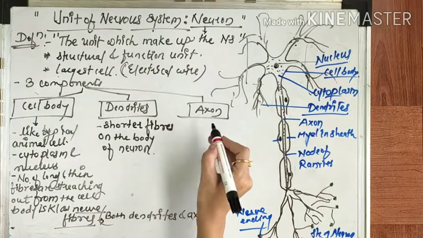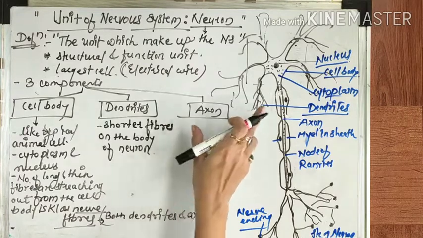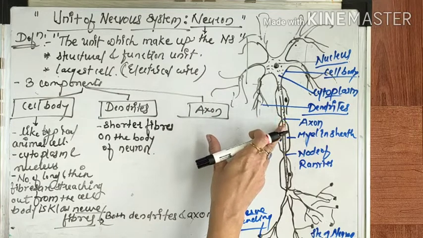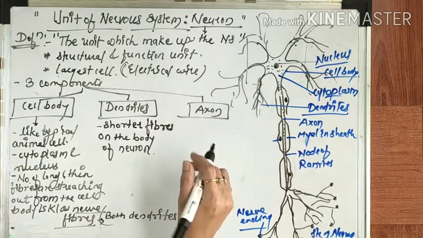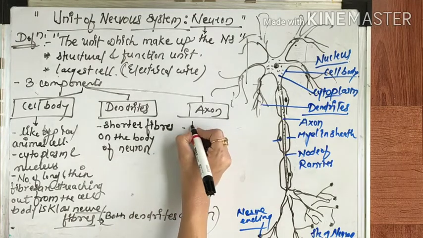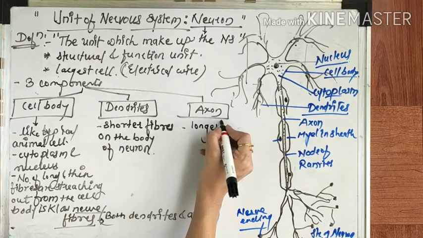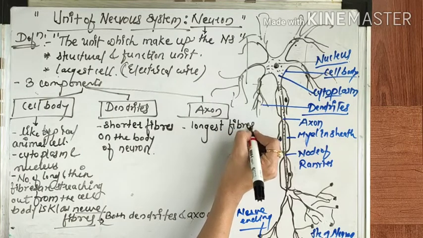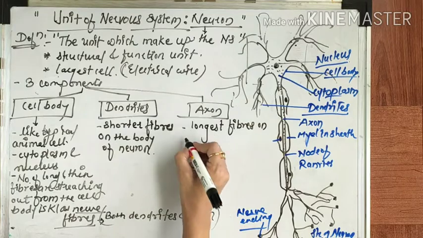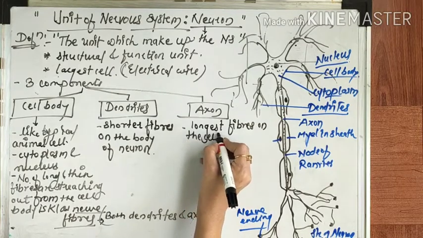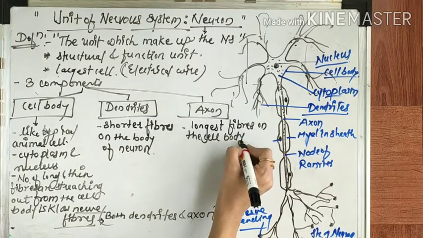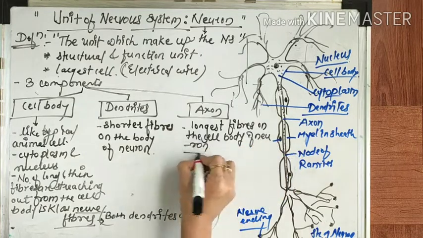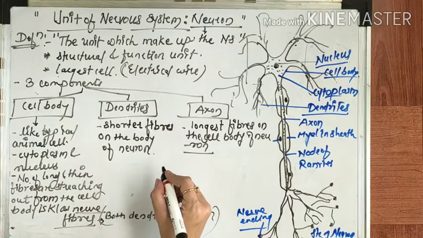Then we shift to the axon. What exactly? You can see the longest nerve fiber of the cell body of a neuron, okay, this one, that is called the axon. So what is an axon? The axon is the longest fiber on the cell body of a neuron, okay, is called the axon.